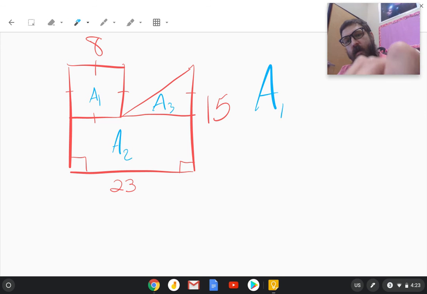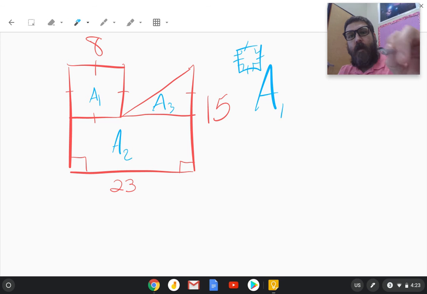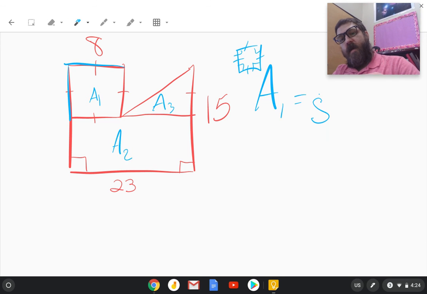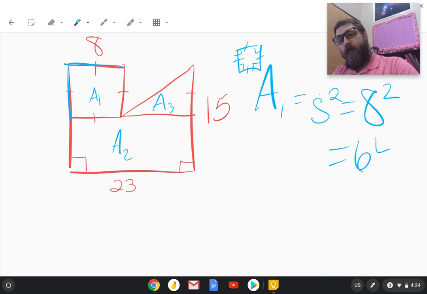So area 1 is a square. So we need to find the area of that. We already know the distance is 8. So the area is s squared, or 8 squared, which is 64. That's area 1.